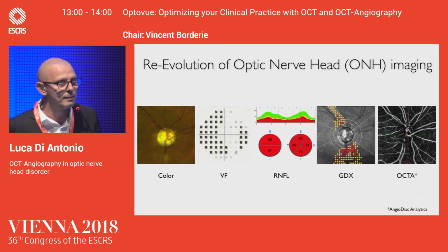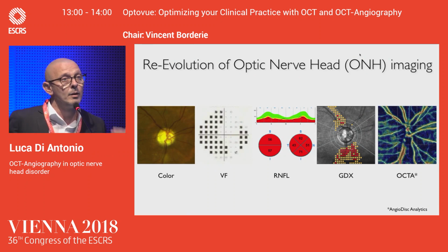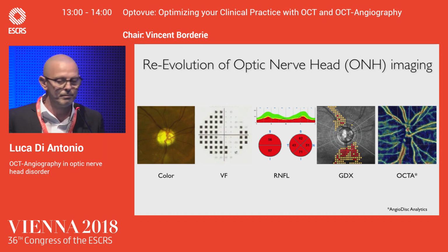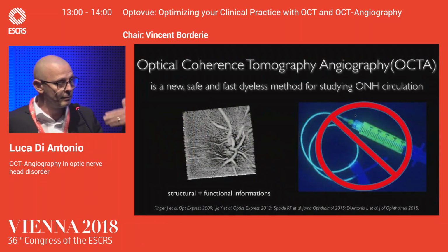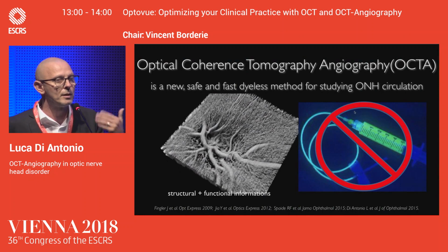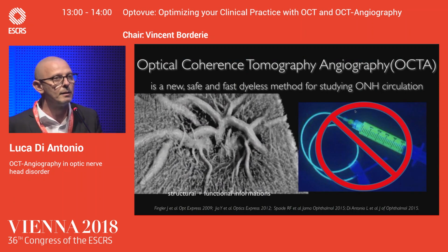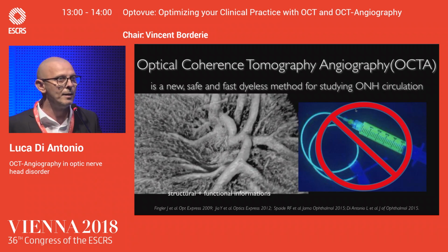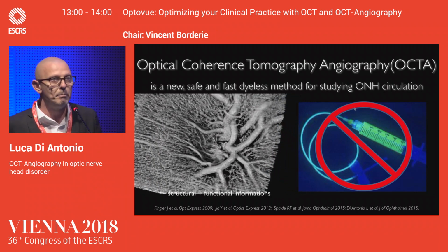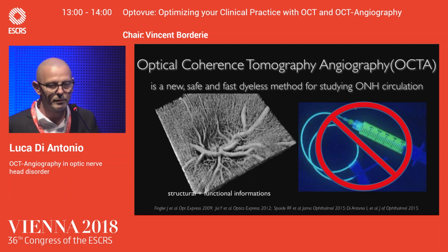At first, in the last 30 years, we witnessed a revolution of optic nerve head imaging from color to nowadays OCT angiography. As previously said by Dr. Savastano, optical coherence tomography angiography is a new, safe, and fast diagnostic method for studying both retinal and optic nerve circulation, because it gives us both structural and functional information.